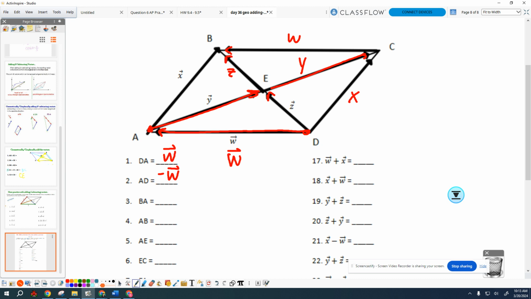So if I walk from D to A and that's considered positive W, what is it if I started from D and walked this way? Negative, because the arrow is a thick black line, not a little thing.